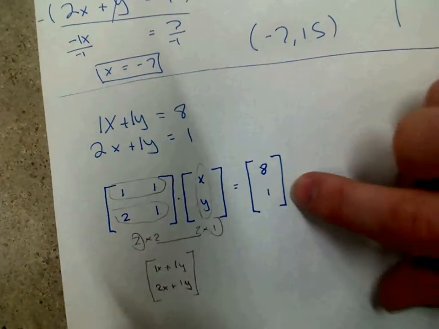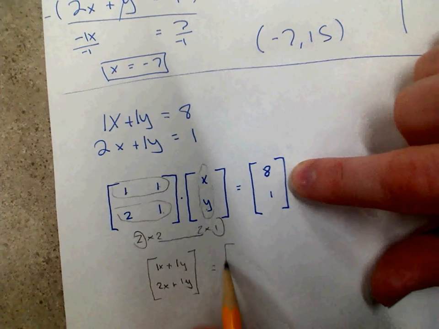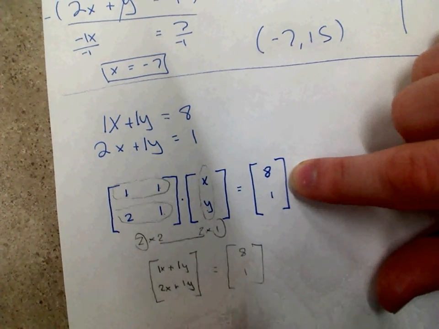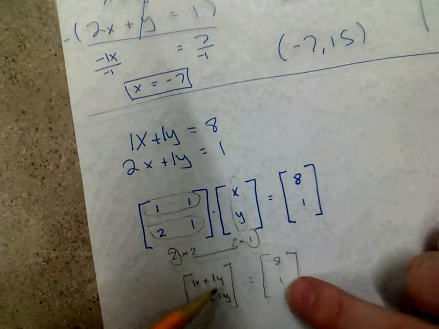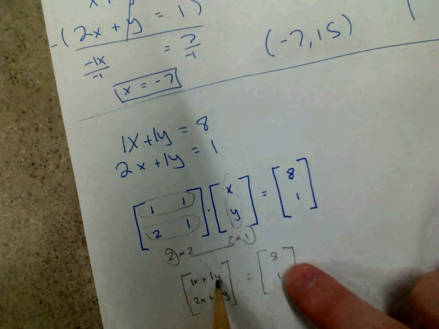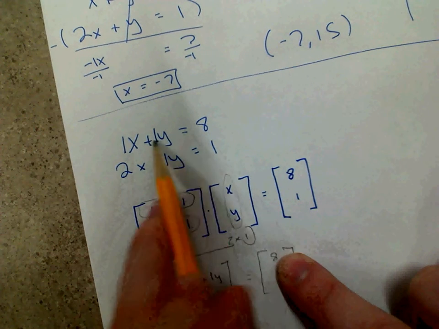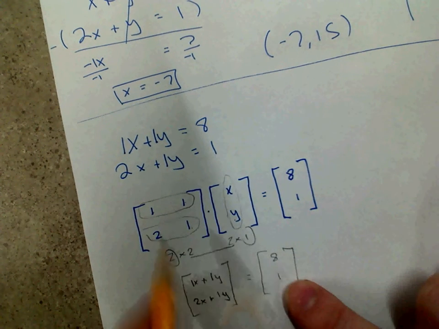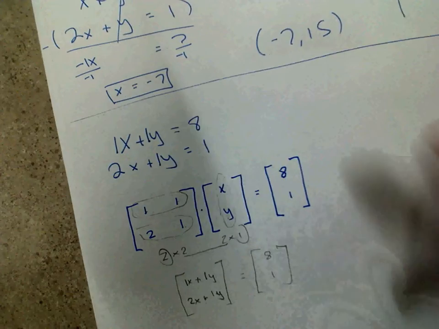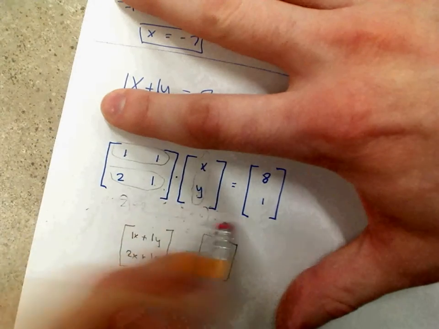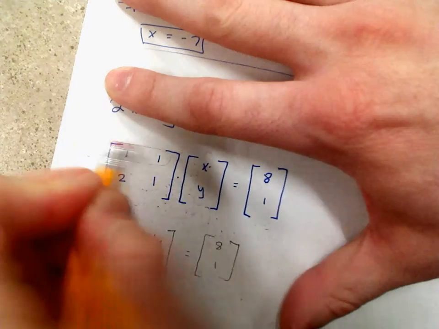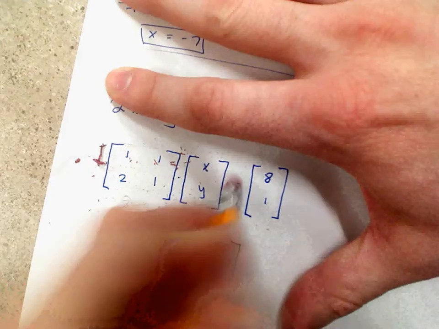And remember, we're saying that this multiplication equals this. Well, that's what we already had up here. This matrix equals this matrix. That means that 1x plus 1y equals 8. That's equation number 1. And 2x plus 1y equals 1. That's equation number 2. So all that to say, yes, we can write it like this because it's saying the exact same thing.